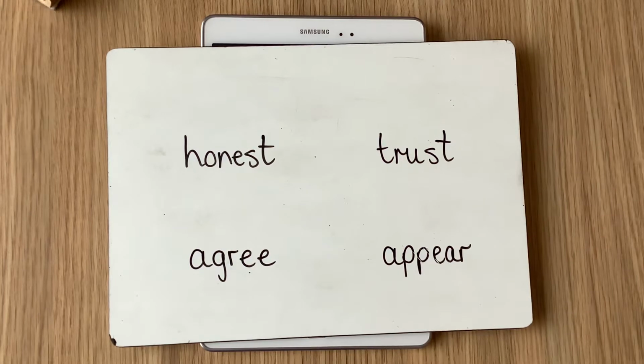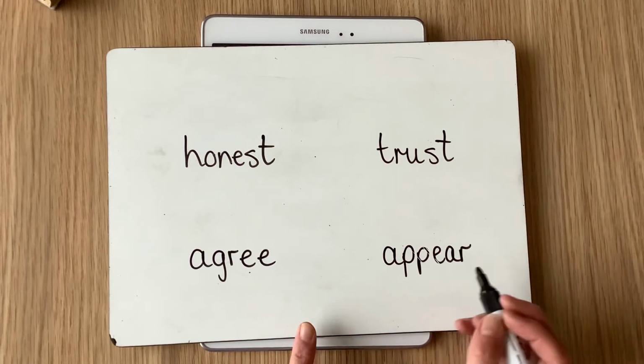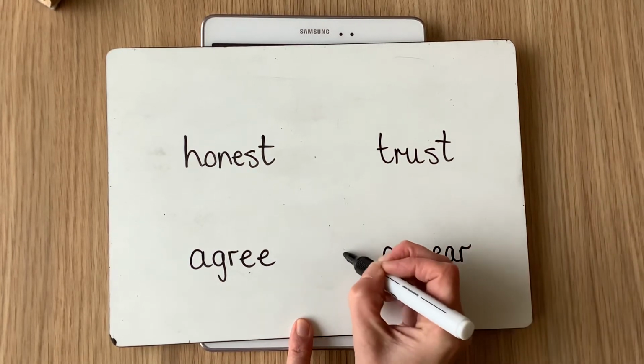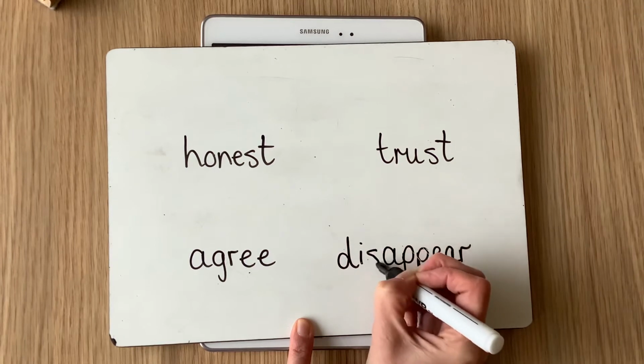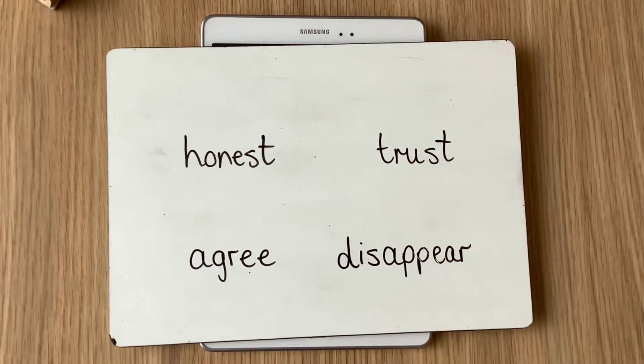If something appears, I can see it. What if it goes away again? Which three letters could I put in front of appear so that it now means it's not there anymore? It's gone. Yeah, it would be disappear, wouldn't it? So if in front of appear, I write the letters D-I-S, that changes appear into disappear.